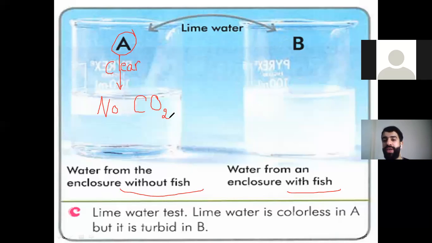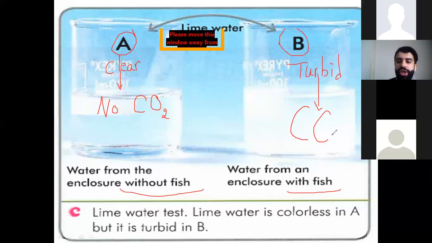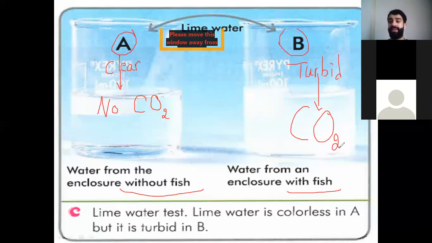Moving now to beaker B. In beaker B, yes, Jude. The lime water is clear or turbid? It's turbid. Turbid. So what does this indicate? What does this mean? We have CO2. Very good. This indicates the presence of CO2. So by this way, we can detect the presence of CO2 using the lime water.